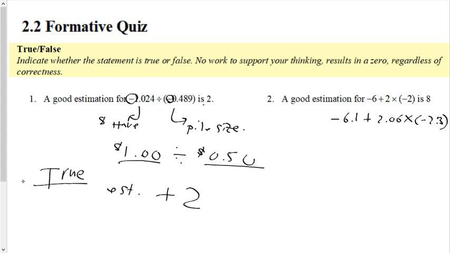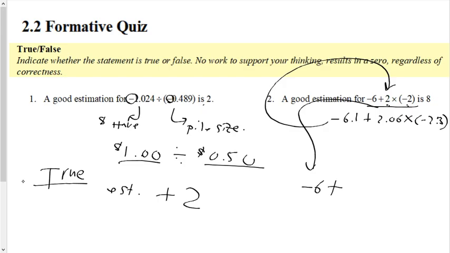So the answer for this, what I would do is translate this to this question. And then I would solve it by doing my multiplication first. So -6 plus 2 times -2 is -4. And -6 plus -4 is -10. Is that true or false? False. Right. It's not negative, and it's 8. Correct. A good estimation would be -10, not positive. Okay.